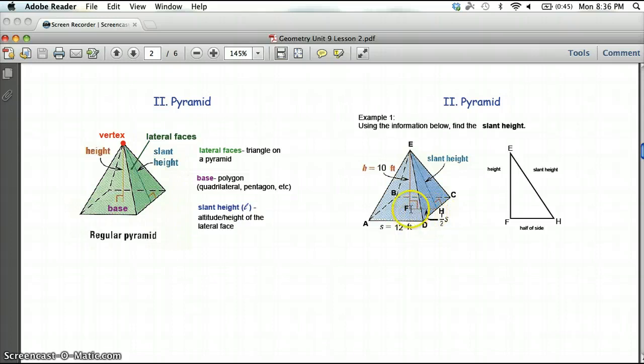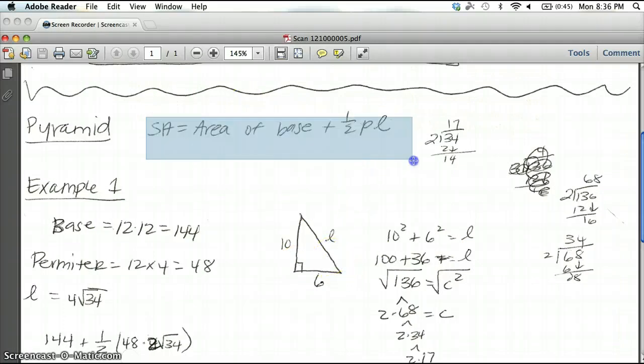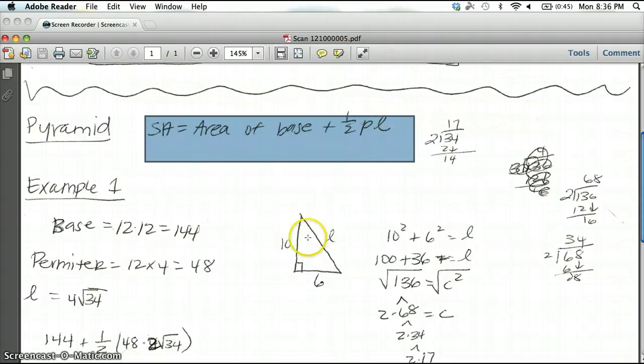So in my triangle, I have 10 as my height, and 6 as my base, and I need to know what my slant height is. So I went ahead and took it out and drew it here. I've got 10 and 6, and what I need for my formula up here is my slant height. So again, we have to use the Pythagorean theorem.